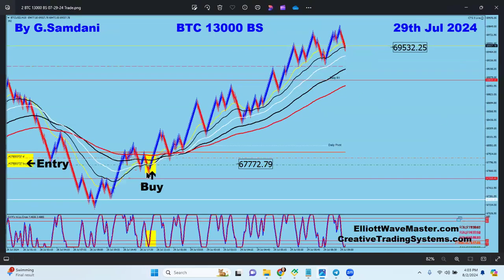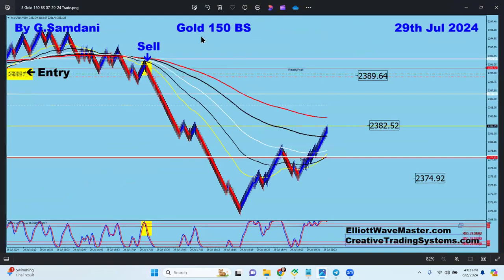The second one, Bitcoin, and both gold and Bitcoin are moving fantastic. And this is the entry, from 67,772 to 69,532, July 29. And then on the 29th, you can see gold. It dropped from there to here. I was not available to close it. And when I saw it, it was all the way back here. So it was a small trade, but something, right?